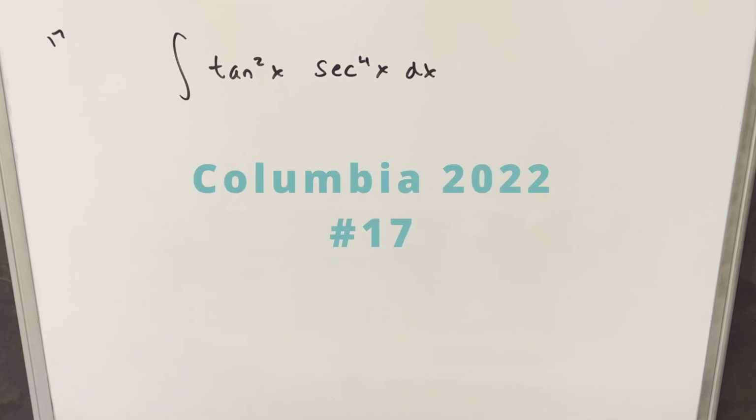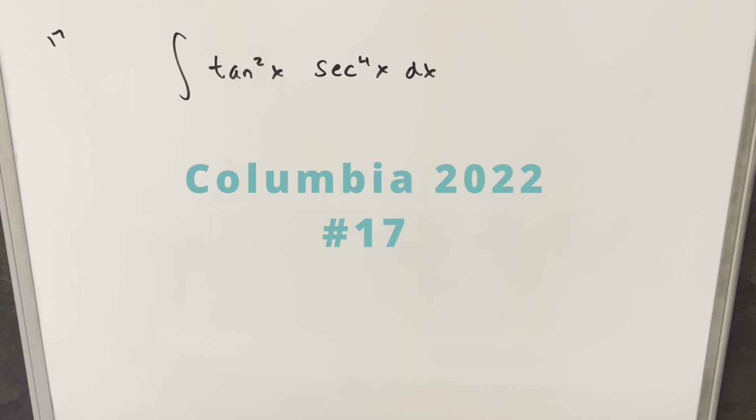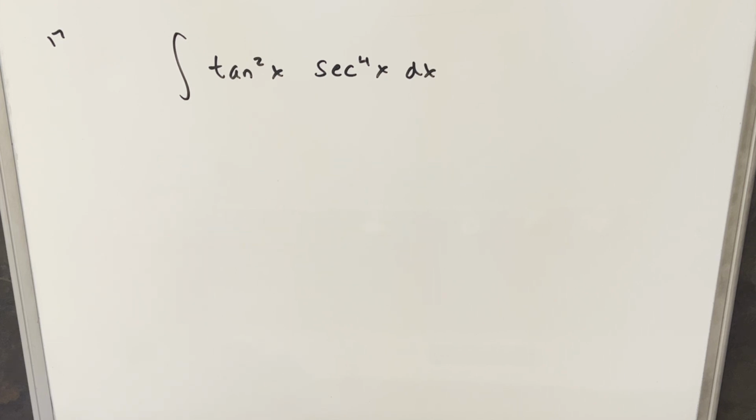Okay, we have here today another integral from the Columbia Integration Bee 2022. This one was problem 17. We have the integral of tan squared times secant to the fourth x dx. Now, tangent and secant work well together.